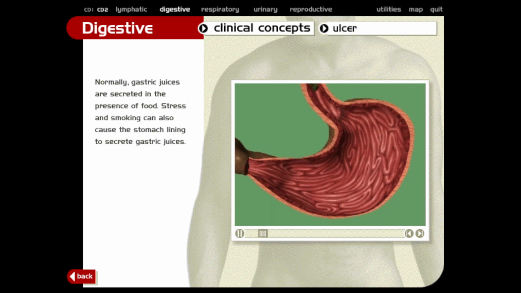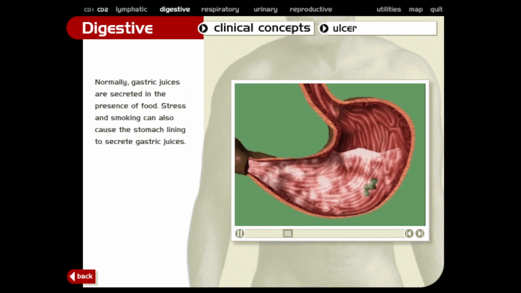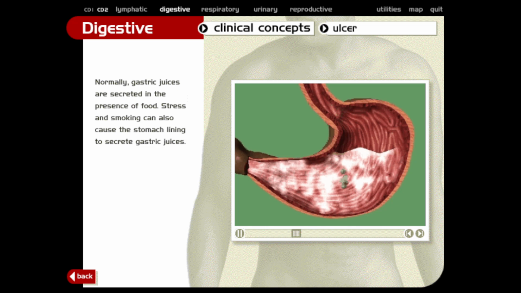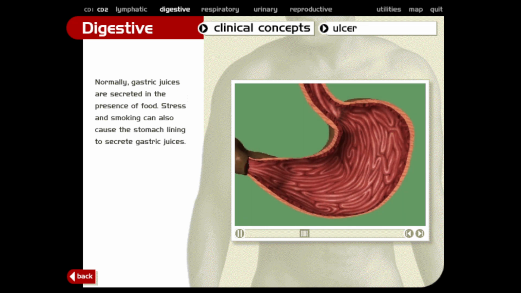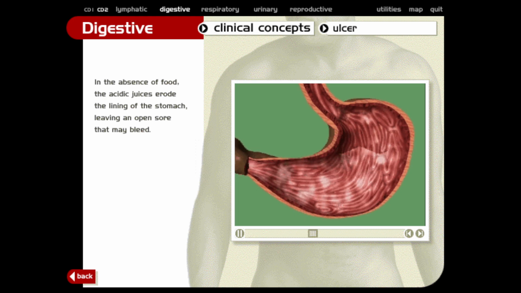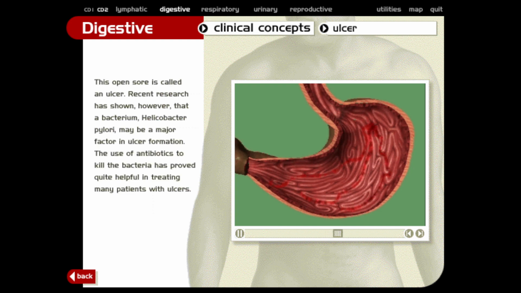Normally, gastric juices are secreted in the presence of food. Stress and smoking can also cause the stomach lining to secrete gastric juices. In the absence of food, the acidic juices erode the lining of the stomach, leaving an open sore that may bleed. This open sore is called an ulcer.